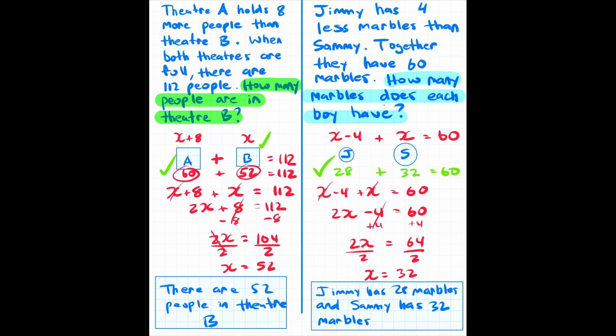Okay, so here is the work and the answer for the last question. So in this case, we're going to say Sammy has X marbles, and if Sammy has X marbles, Jimmy has 4 less, so it would be X minus 4. In total, there are 60 marbles between the two of them. So we're going to add those together, do the work, and we end up with X equals 32, which would be the number of marbles that Sammy has. So subtract 4, Jimmy has 28. Add those two together, it equals 60. We know that the work is correct at this point, and we provide a word response to our question.